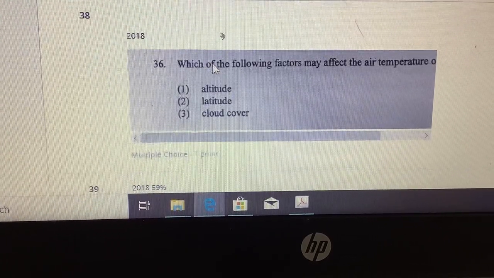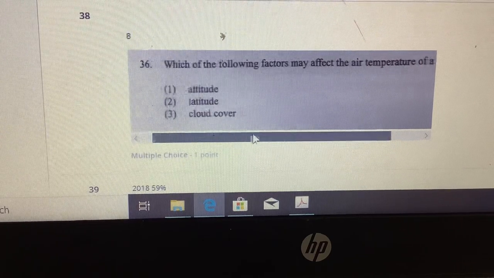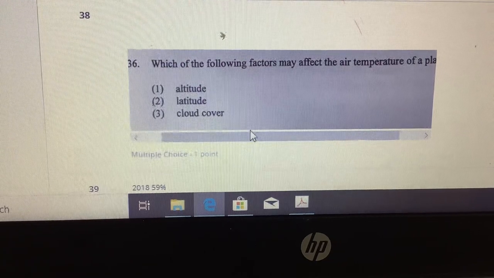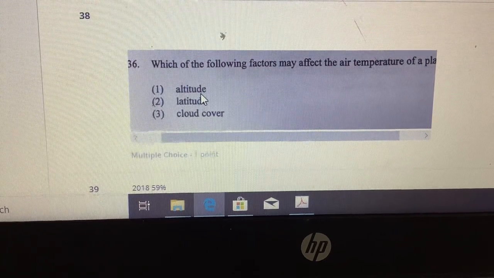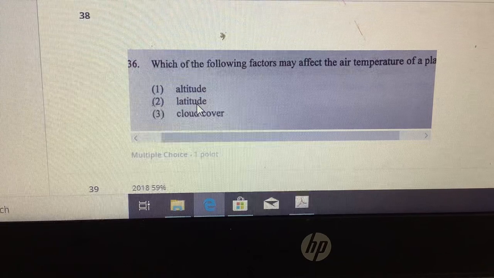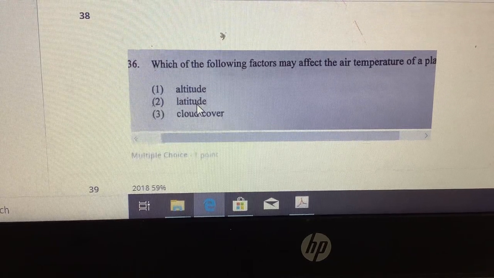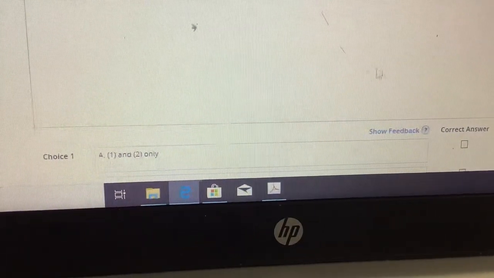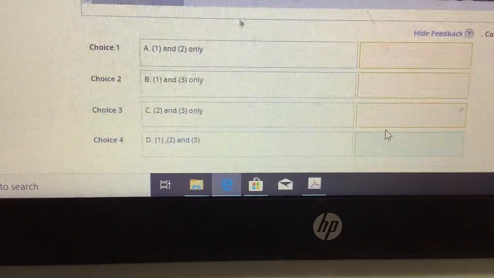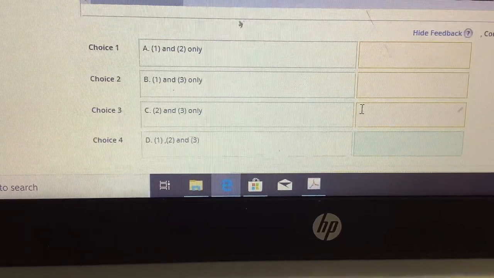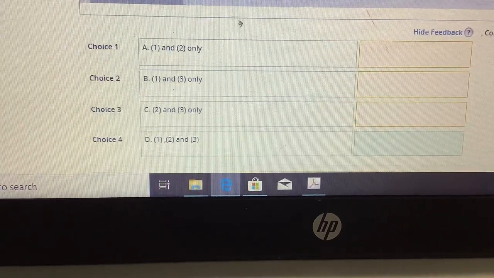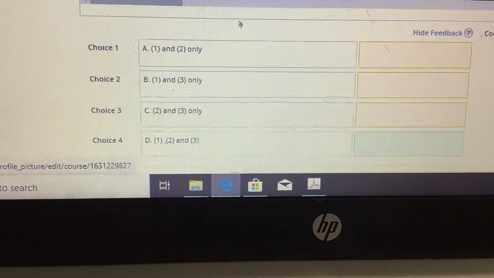Okay, question 38. Which of the following factors may affect the air temperature of a place? Wow, it comes again. Okay, altitude, yes or no? Yes. Okay, latitude, yes or no? Yes. Okay, how about cloud cover? Let's see whether this will apply again, the general rules of the global warming. Wow, fabulous! It's also number 1, 2, 3 again. Okay, so global warming, most of the time, how come it's 1 and 2 and 3?